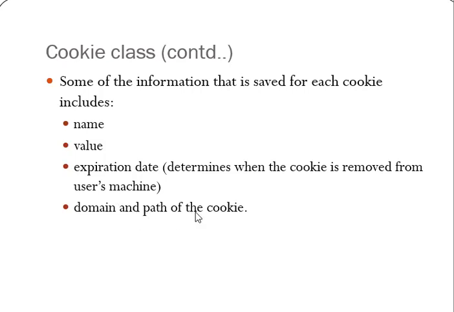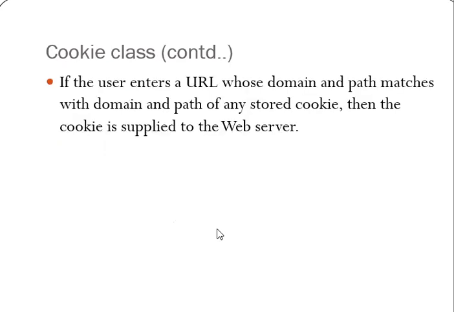Then the domain and path of the cookie. Domain and path mean which website has created that particular cookie, and that will be observed in the domain and path. If a user enters a URL whose domain and path match the domain and path that is stored, then the cookie is supplied to the web server. So if Flipkart has stored the cookies, then when you open the Flipkart website, that website will have access to these cookies also. The URL and domain of the website that has created the cookie will be stored.